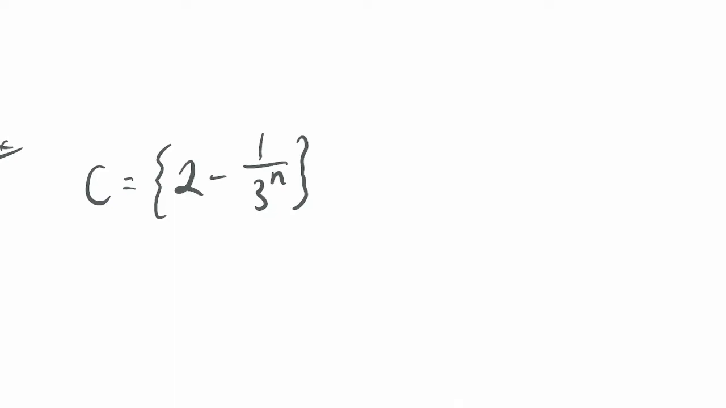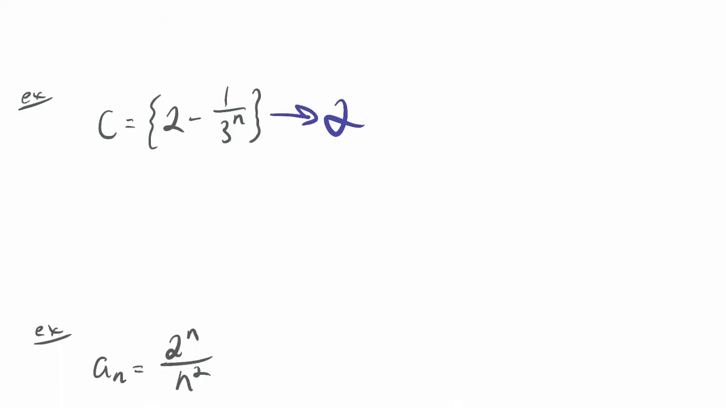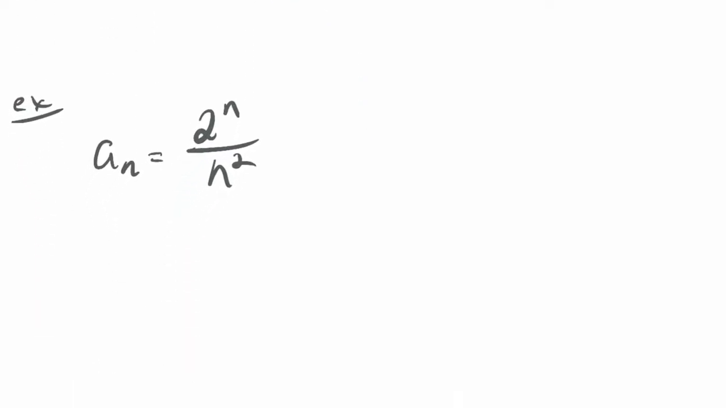So for this one, I can look at it and recognize that this is going to go to zero, right? When n goes to infinity, 1 over 3 to the n power goes to zero, and the 2 is just a 2. So I can say this goes to 2, right? That's relatively straightforward because it's a relatively easy function or sequence. This one, not so much. This one is probably quite a bit harder.